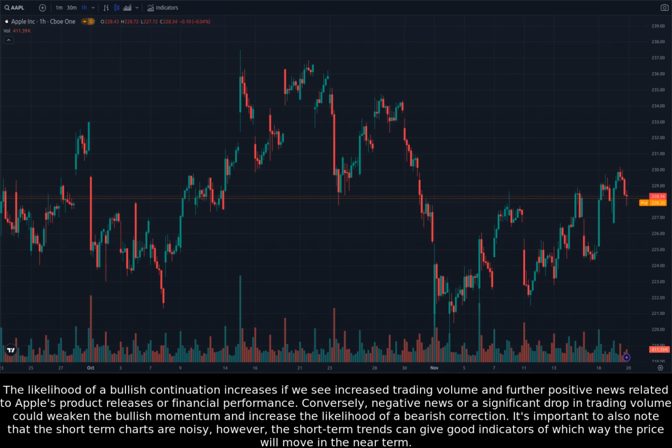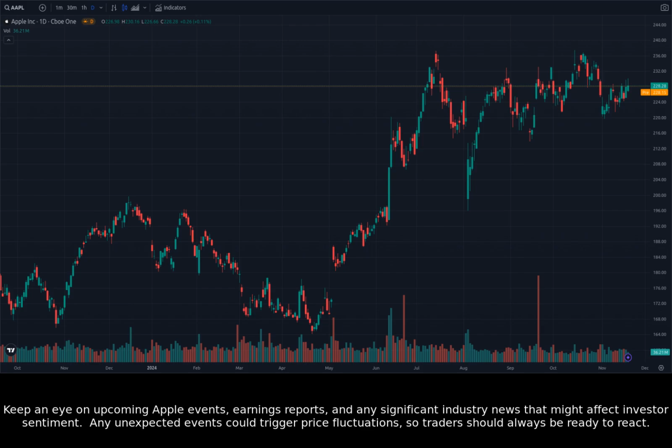However, the short-term trends can give good indicators of which way the price will move in the near term. Keep an eye on upcoming Apple events, earnings reports, and any significant industry news that might affect investor sentiment. Any unexpected events could trigger price fluctuations, so traders should always be ready to react.